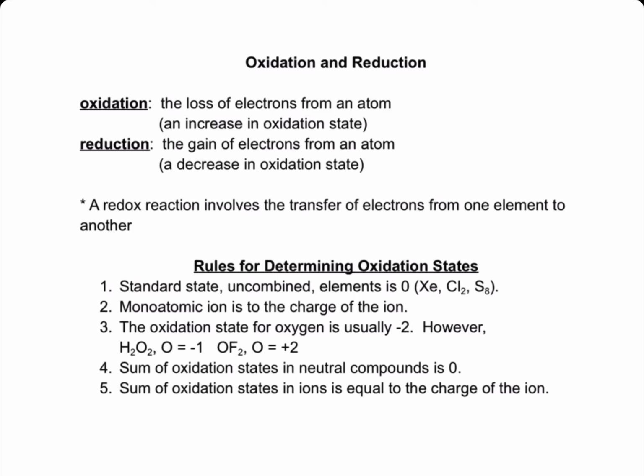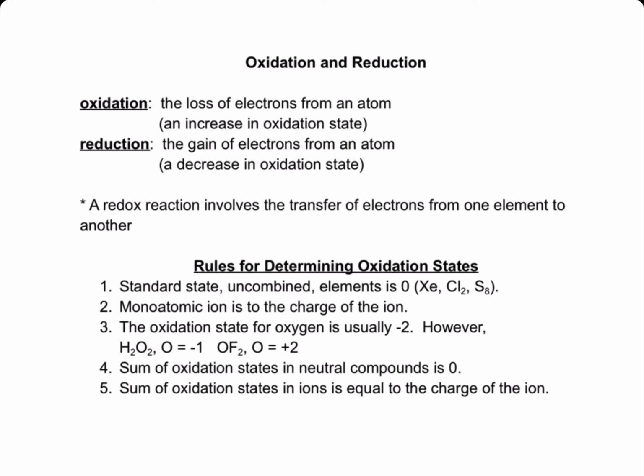to talk about oxidation and reduction, how to determine oxidation states, and we're going to examine oxidation and reduction reactions. Oxidation is the loss of electrons from an atom. So during the oxidation process, there's an increase in oxidation state. Reduction is the gain of electrons from an atom. In the reduction process, there's a decrease in oxidation state. A redox reaction involves the transfer of electrons from one element to another.